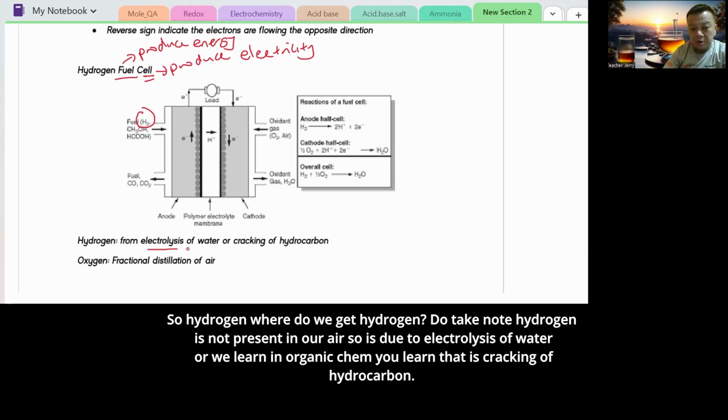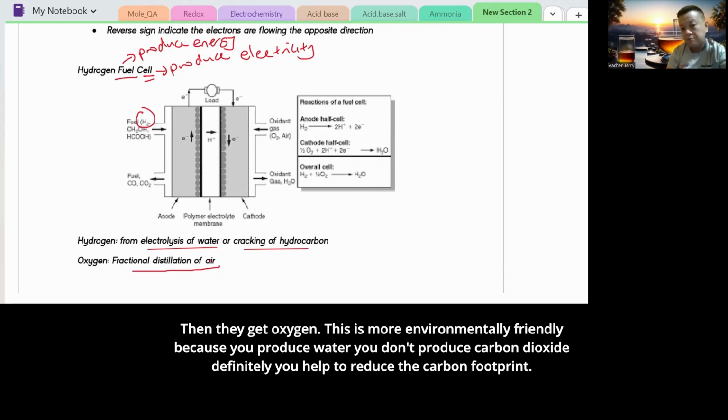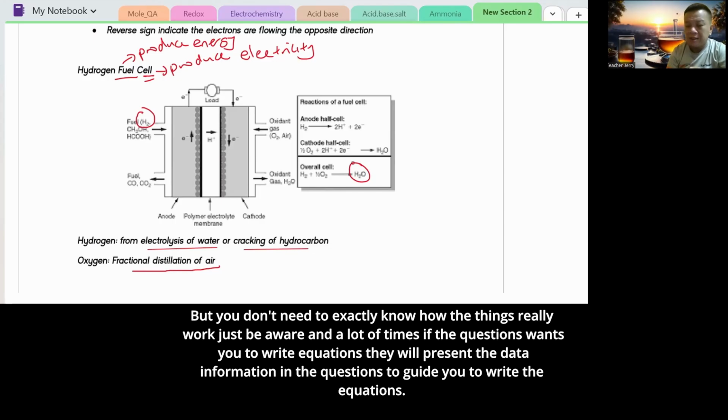It comes from the electrolysis of water, or, if you learn organic chemistry, from the cracking of hydrocarbons. And of course, oxygen is gotten from the fractional distillation of liquid air. This is more environmentally friendly because you produce water and don't produce carbon dioxide. Definitely, you have to reduce the carbon footprint. But you don't need to know exactly how the things really work, just be aware. A lot of times, if the question wants you to write equations, they will present the information in the question to guide you.